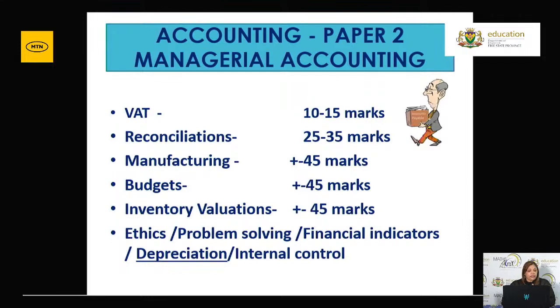What to expect? We can expect VAT in the paper, 10 to 15 marks. Reconciliations, you have your bank reconciliations, your debtors reconciliation and your creditors reconciliation, plus your age analysis, maybe 25 to 35 marks. We have manufacturing, plus minus 35 to 45 marks. Budgets, maybe 35 to 45 marks. Your inventory valuation, plus minus 45 marks.